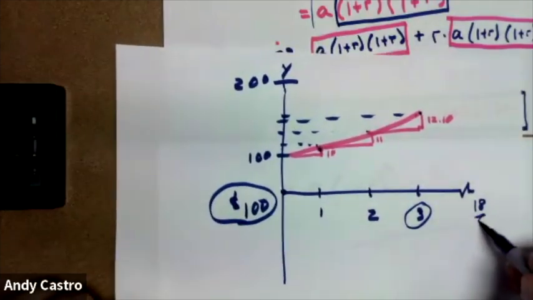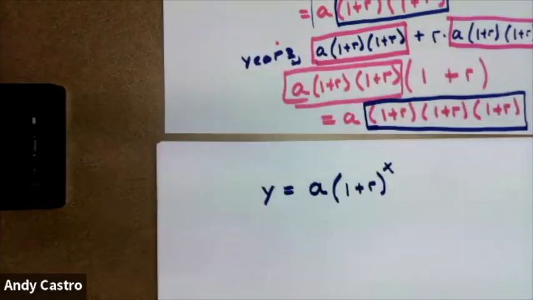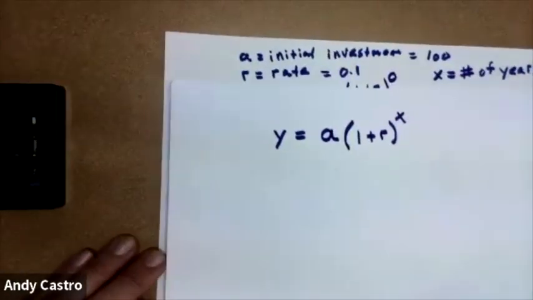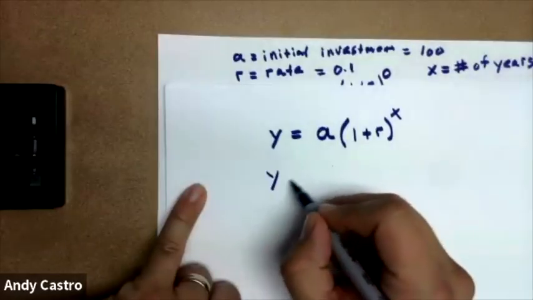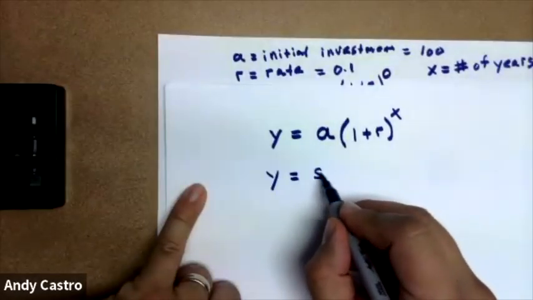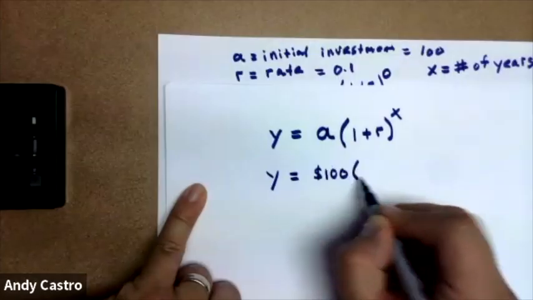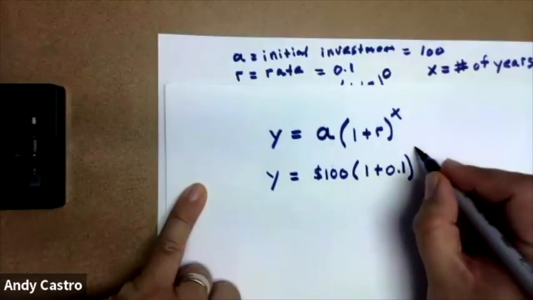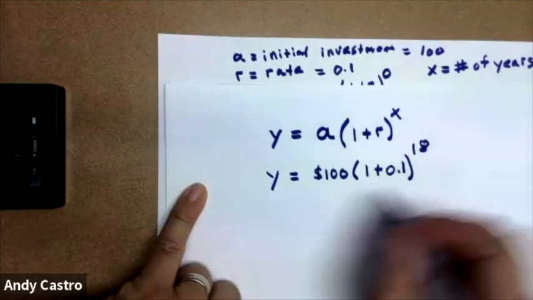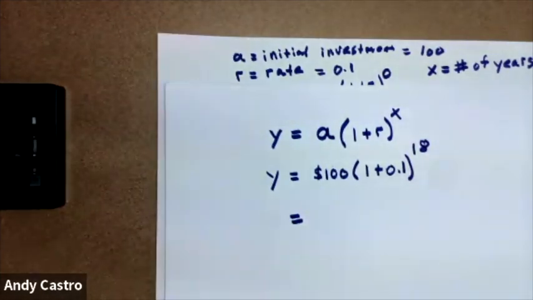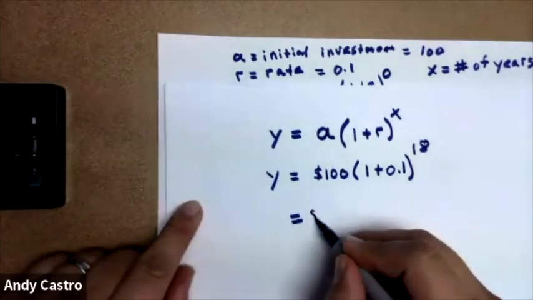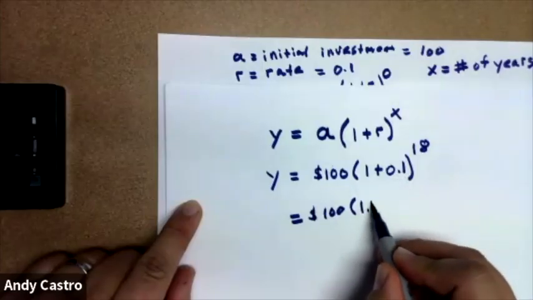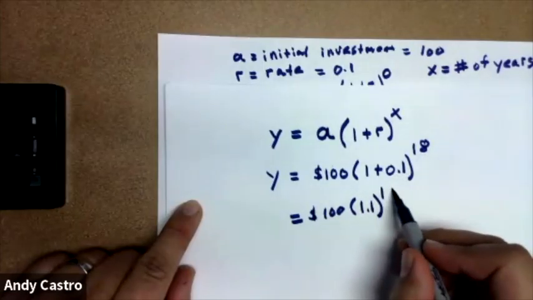So now let's look. How much would I have in year 18? Well, if I take the same idea, I'm going to start with $100. It's going to grow by a rate of 10%, or 0.1. And I'm going to look at that after 18 years. Okay. All right. So this would be 100 times 1 plus 0.1, which is 1.1, to the 18th power.